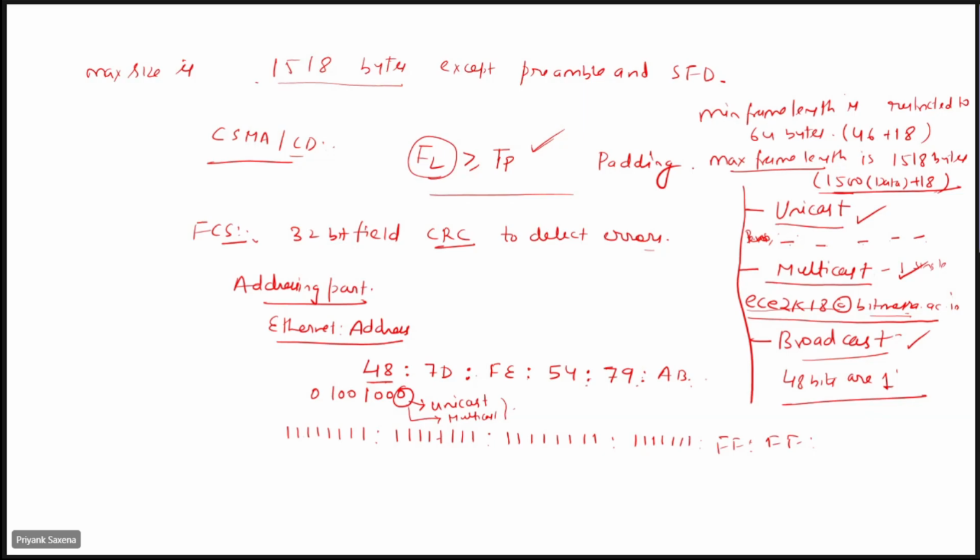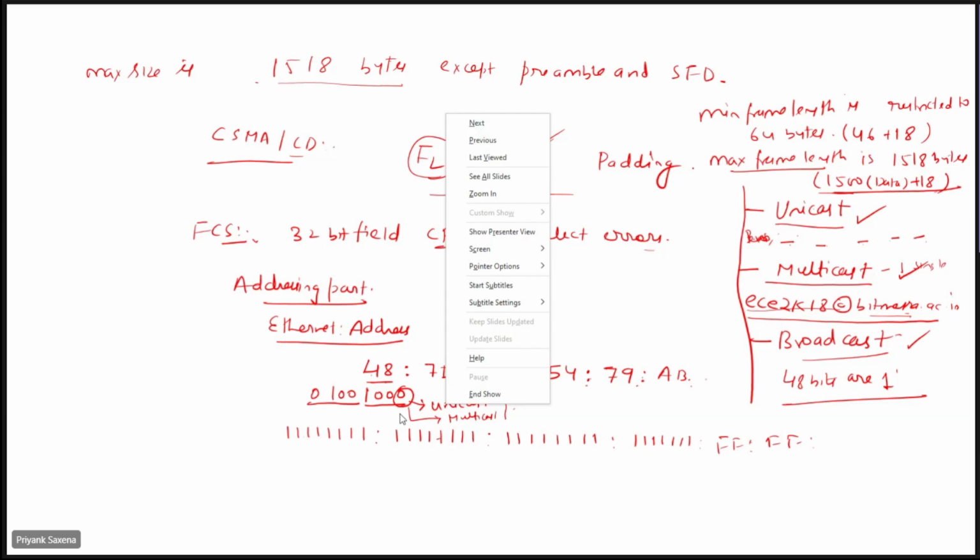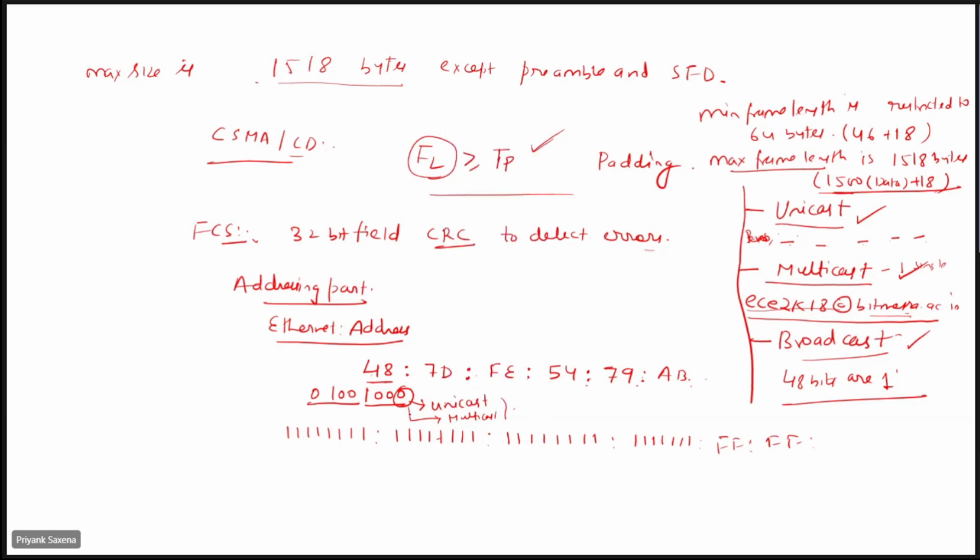So how does it change? Okay, so suppose this is 48 bits, so I have written it 0100 1000. So this D0 bit, if this bit is 0, it is a unicast address, and if this bit is 1, it is a multicast address.